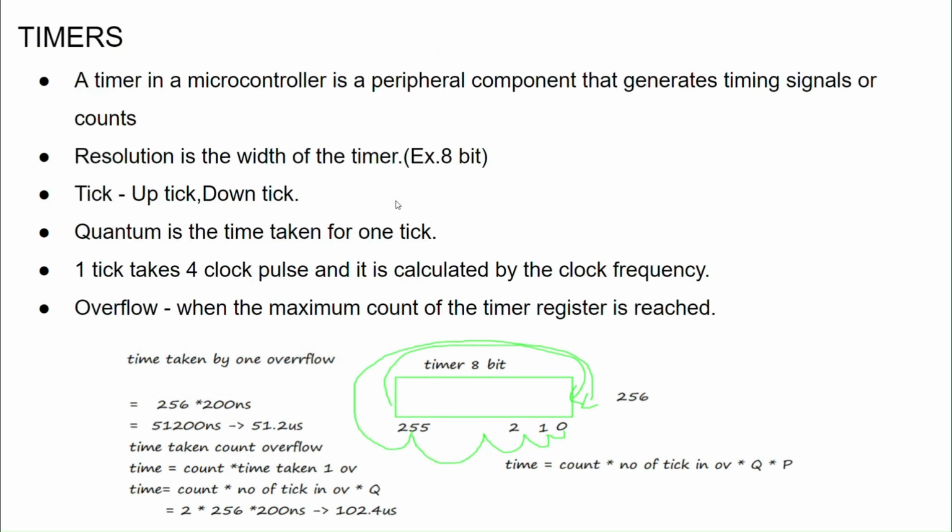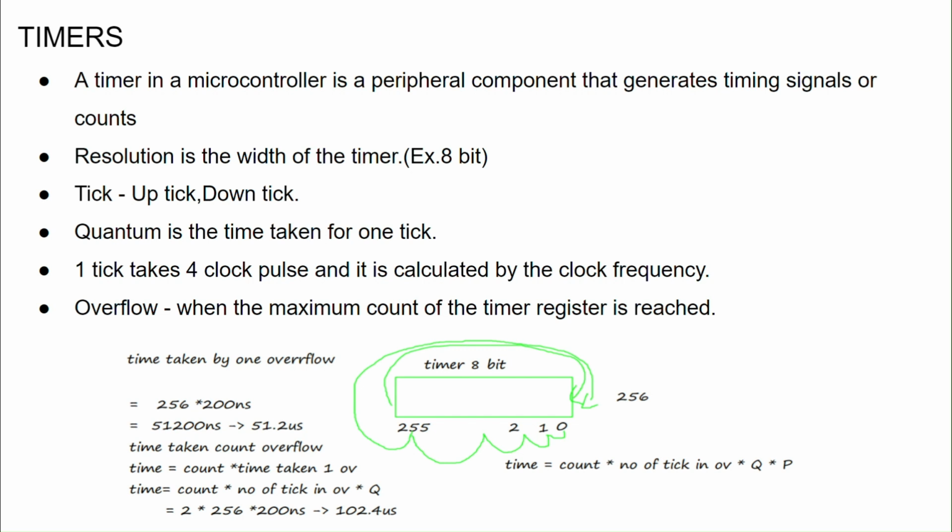Timers. A timer in a microcontroller is a peripheral component that generates a timing signal or count. Resolution is the width of the timer, for example 8-bit. And also tick. There are two kinds of ticks: up tick and down tick. Here the quantum is the time taken for one tick. One tick takes 4 clock pulses and it is calculated from the clock frequency.